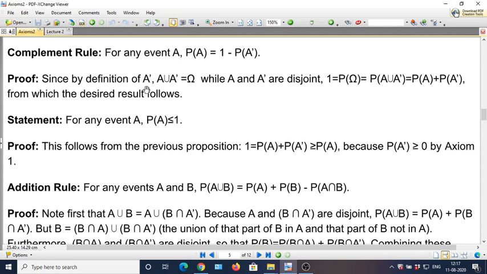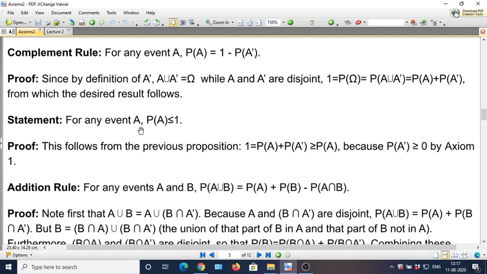This can be seen as follows. By definition, what is A complement? It is such that A union A complement is equal to the entire sample space, and A and A complement are disjoint. Therefore, if you take P of A union A complement, their probability measures should add up. So that will be equal to P of A plus P of A complement, and this A union A complement is nothing but the sample space, or the sure event, whose probability measure is 1. So we get the result that 1 equals P of A plus P of A complement, which is what we are looking for.